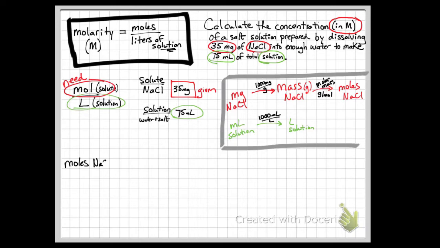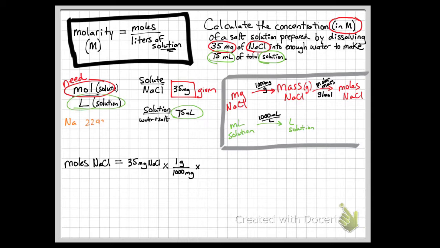Moles of NaCl is going to be equal to, we're going to start with our 35 milligrams, and we know from our plan that we're going to use the unit conversion. One gram per 1,000 milligrams. So now we're at grams of sodium chloride. We have to get to moles. For that we need the molar mass, as we've shown before, so we'll have to calculate the molar mass.